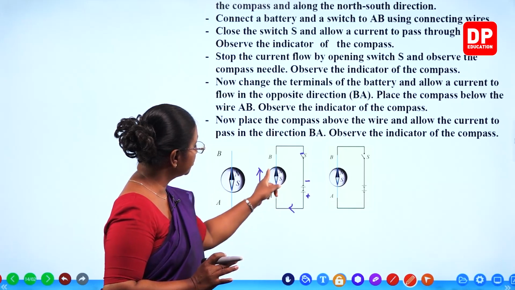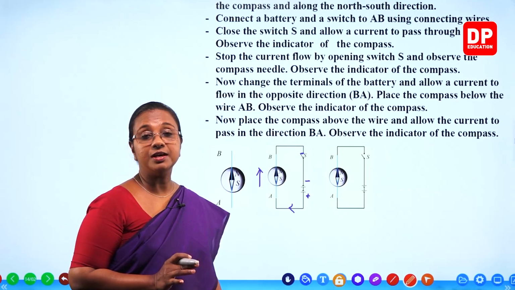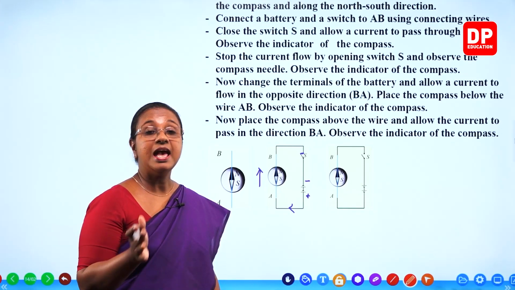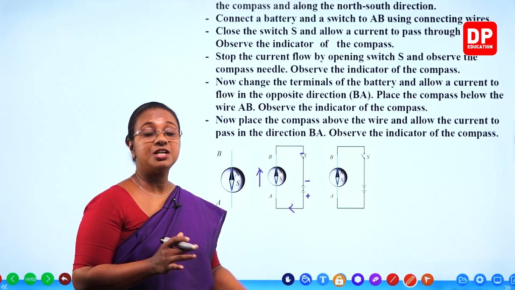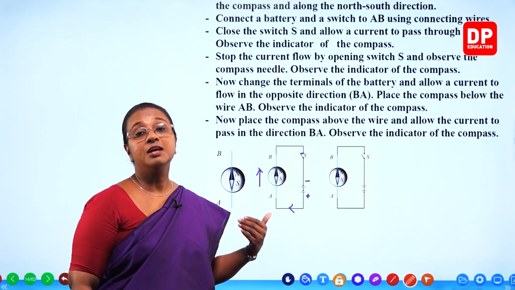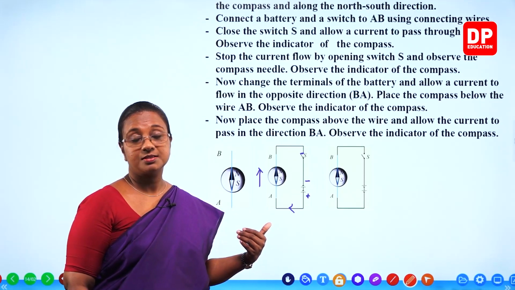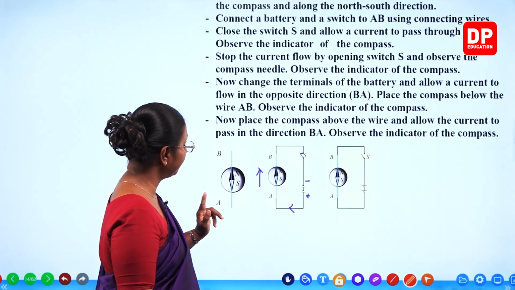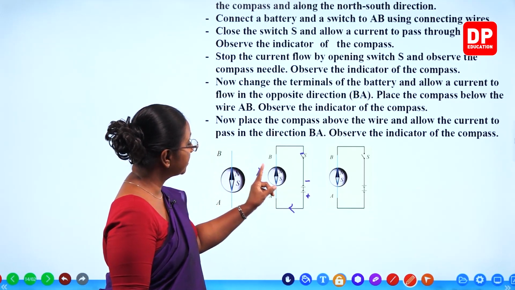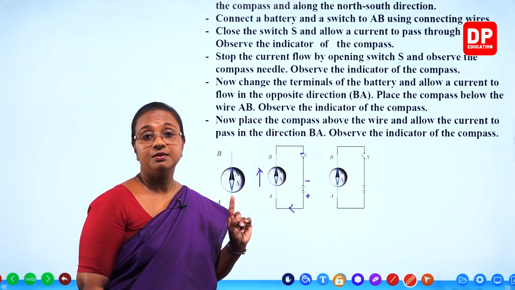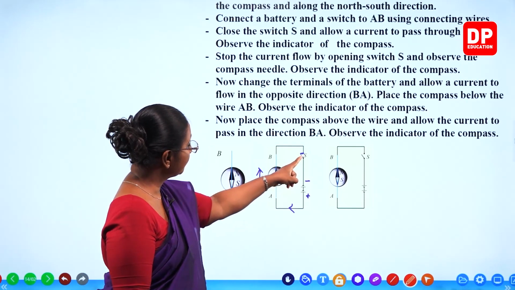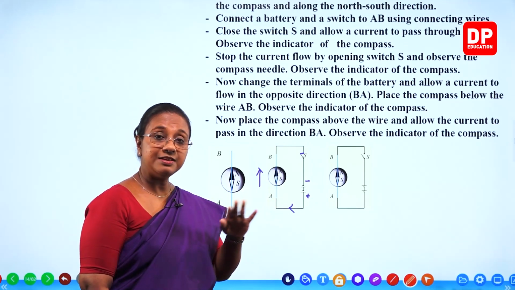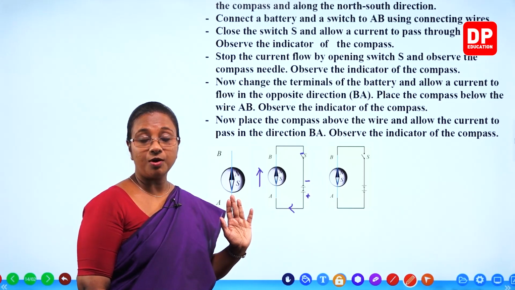At that instance, you need to observe the needle of the compass. You need to observe whether there is a deflection, and if there is a deflection, in what direction the deflection occurs. That is what you need to observe. Then what we do is we bring the compass above the wire. Or what we can do is we can switch off and again observe the compass and see what happens to the needle of the compass.